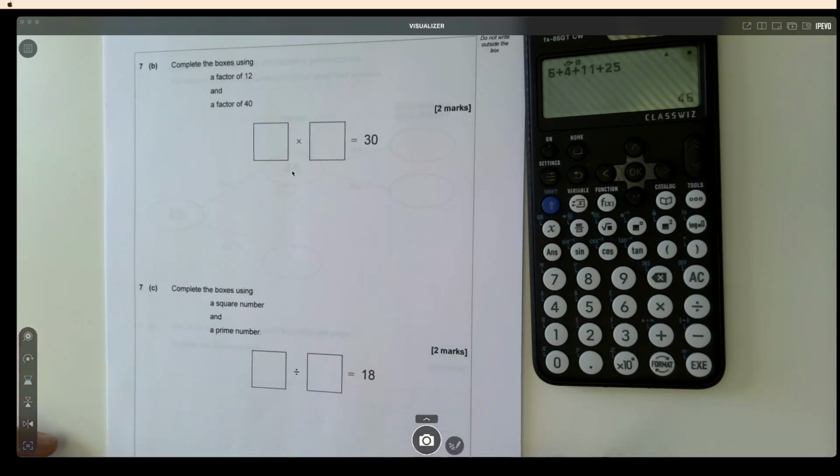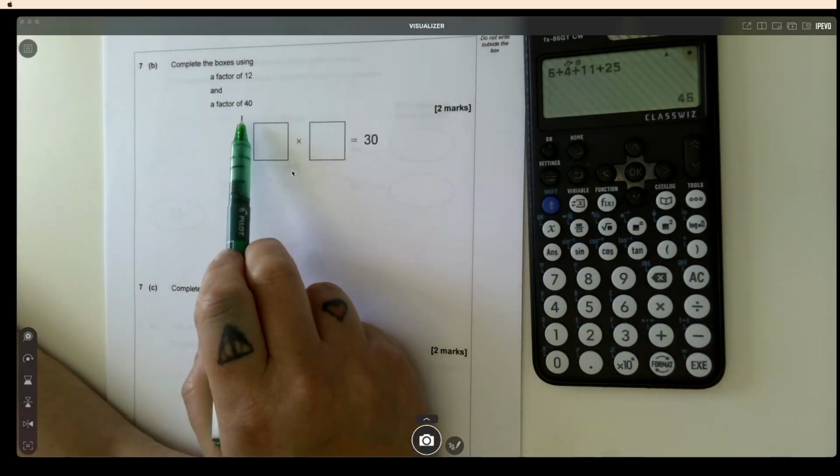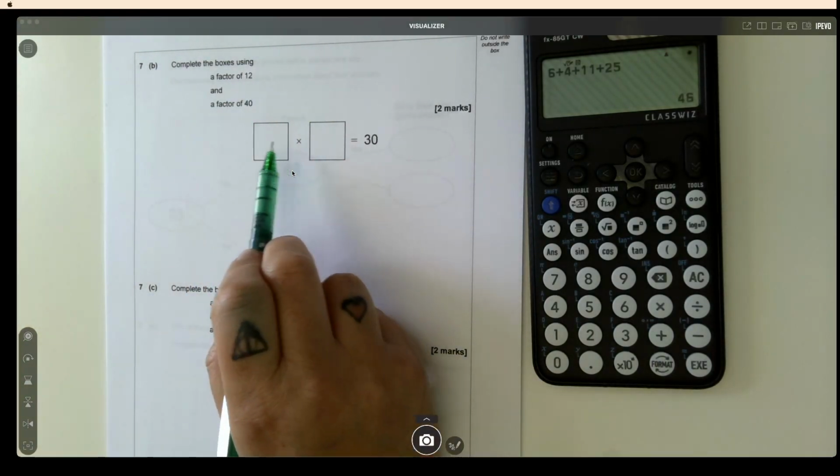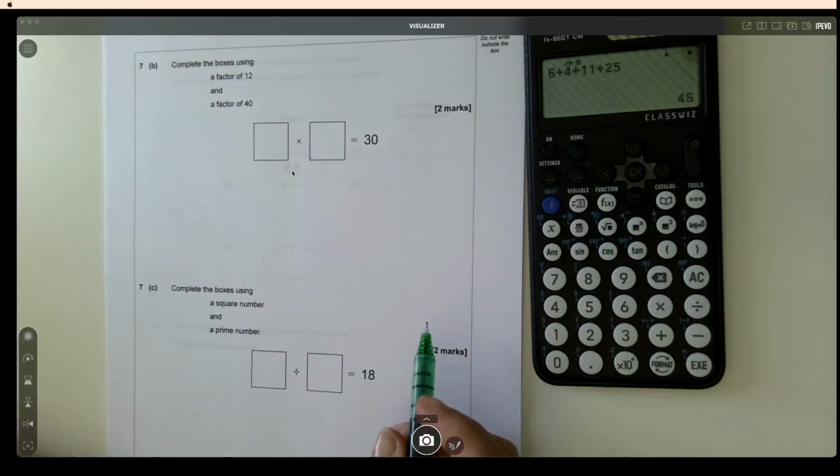7b. Complete the boxes using a factor of 12 and a factor of 40. So we want a factor of 12 and a factor of 40 that are going to multiply together to give us an answer of 30.